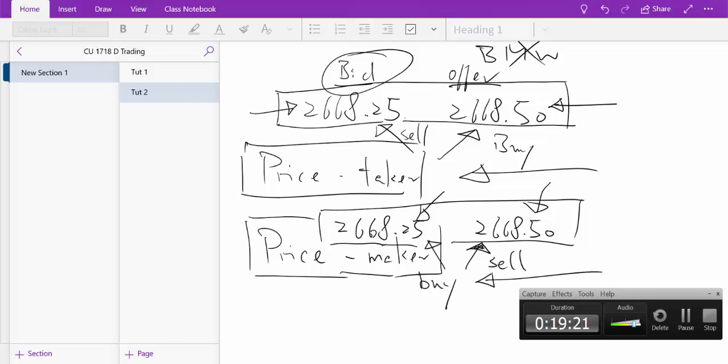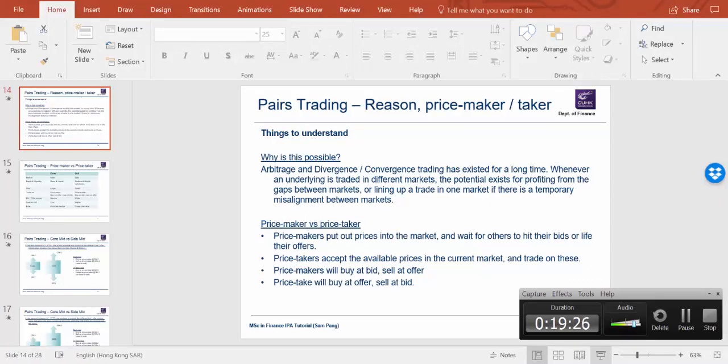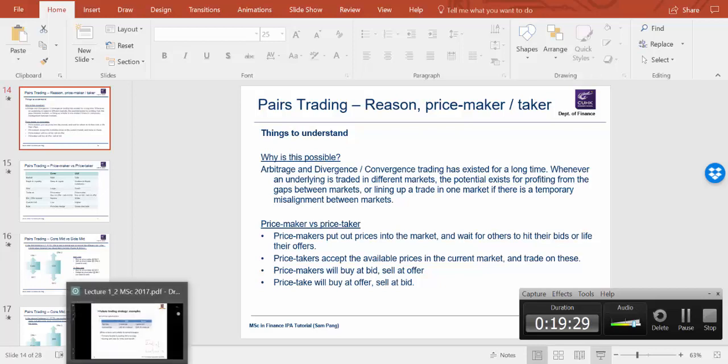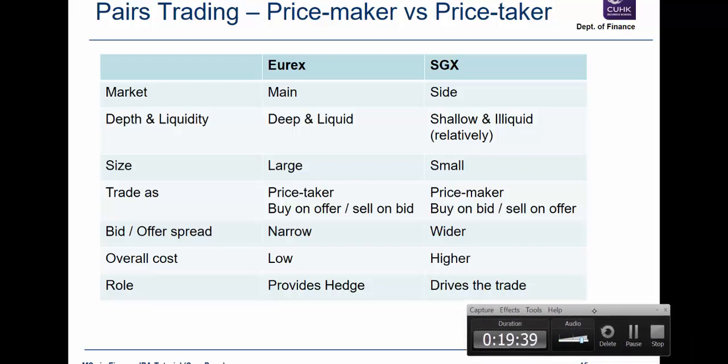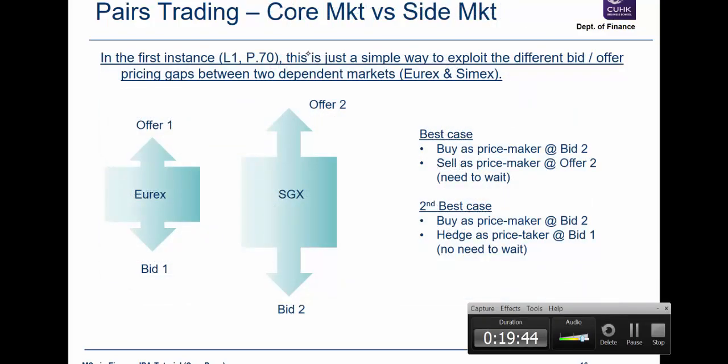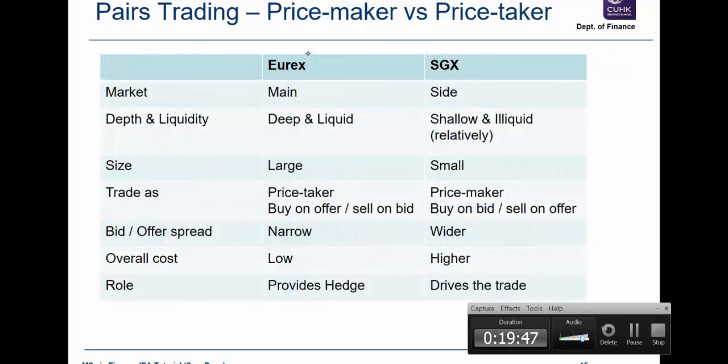Now, if you're okay with that, then a lot of this stuff should start to make sense to you, okay? For example, let me take you to the next page. In this instance, you are trying to arbitrage between the Eurex and the Singapore exchange. Now the Eurex is the main market. It's the one which is what I call deep and liquid. Okay, now these words actually have meaning, by the way.